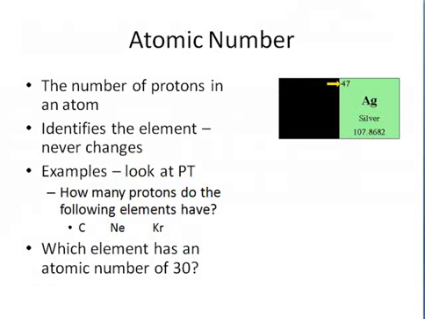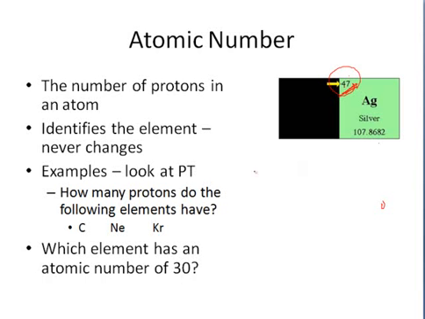Okay, so the atomic number is one of the numbers that you see on the periodic table. It will show up in different locations, but it's going to be the smaller of the two numbers that you see. The atomic number identifies the number of protons in an atom, and the number of protons identifies an element. We can have elements where the number of neutrons changes or the number of electrons changes, but for an element, the number of protons never changes. So it's the key identifier of the element.